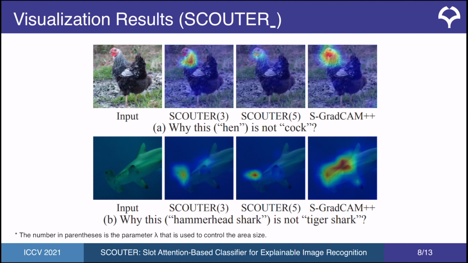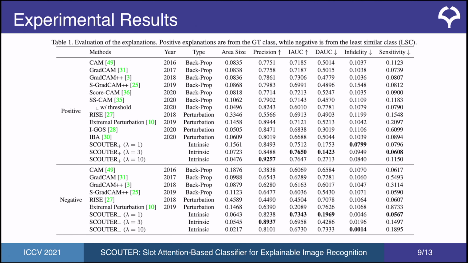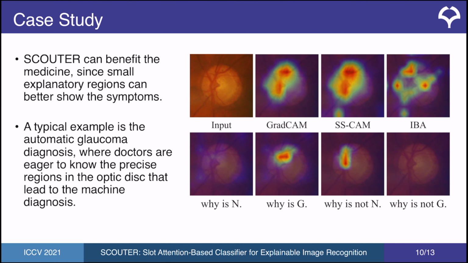In the visualization results of negative SLOTR, we can see that it finds the negative patterns, for example, the water of the hen, and the hammerhead and the fin of the shark. Also, with the increase of lambda, SLOTR shifts its focus from some larger supports to fewer, smaller, yet still decisive supports. The quantitative results show that SLOTR has advantages in some commonly used metrics like IAUC, DAUC, in fidelity and sensitivity. This case study on glaucoma diagnosis shows SLOTR can give precise explanatory regions which have been validated by medical experts.